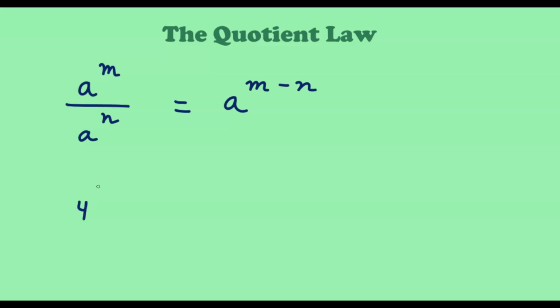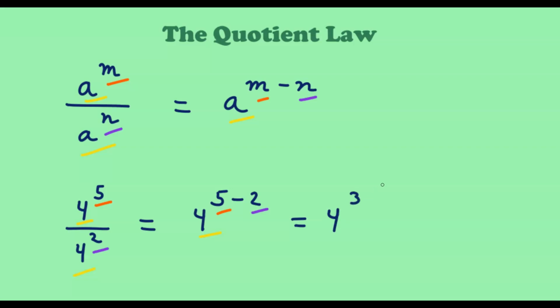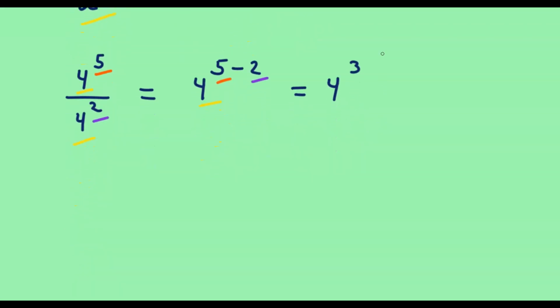Let us consider 4 to the power of 5 divided by 4 to the power of 2. Now using the quotient law, this will be equal to 4 to the power of 5 minus 2. Here we can see that the value of a is 4, the value of m is 5, and the value of n is 2. So we have 4 to the power of 5 minus 2, and that is equal to 4 to the power of 3. Now, let us see why exactly this works.